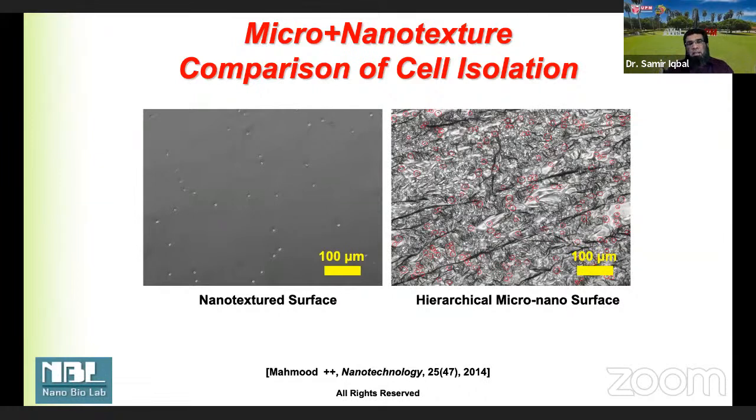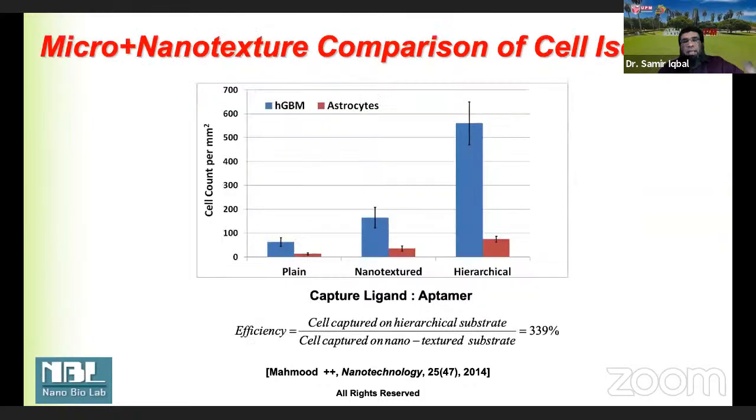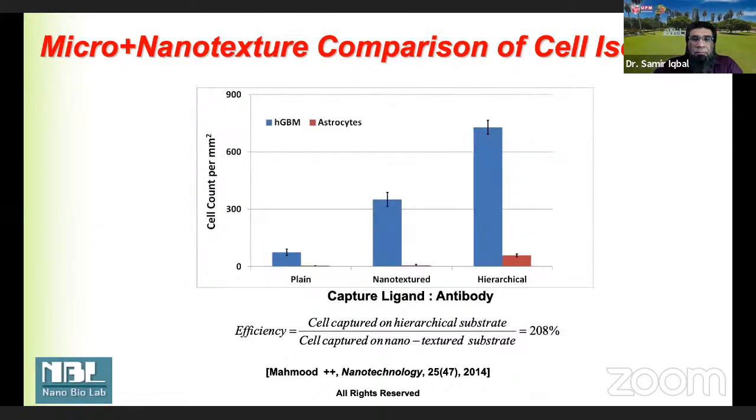So this adds another idea of a nanobio interface, which gives you much better binding and selectivity against tumor cells. And again, looking at the data, we see that between the astrocytes and HGBM, we see much more binding for cancer cells than for normal cells. So this is the data for antibodies as well, which gives you a similar but slightly less efficiency than that.